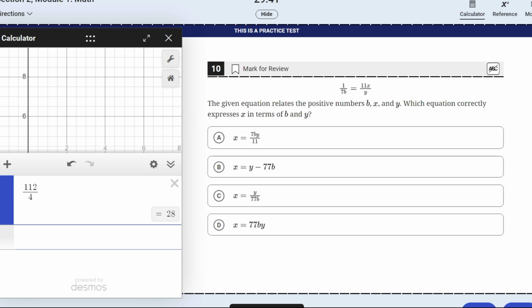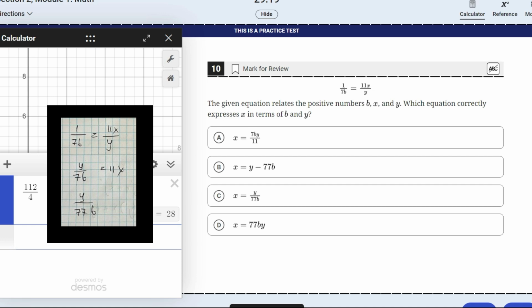All right, next one. I look at the equation, I see the answers, so it's obvious that I have to solve it for x. I have to make x the subject here, so I don't really need to read the information here. All right, this is what I'm going to do in my notes. I'm going to multiply both sides by y, and then I'll have to divide by 11. It's pretty simple here. So the answer should be C.